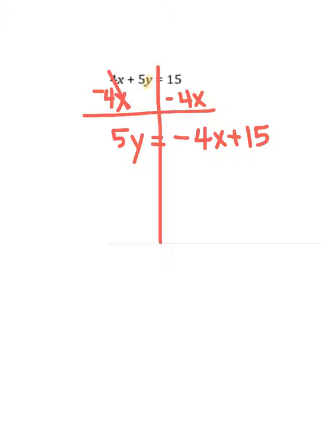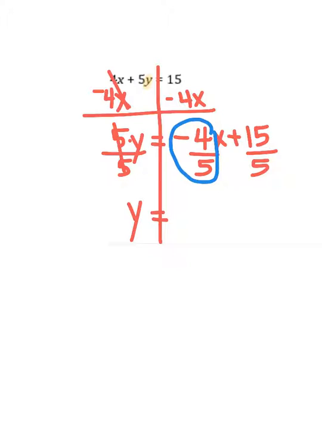Alright, this is 5 times y. The opposite of times is divide, so you have to divide everything by 5. Negative 4 over 5 does not reduce, it does not divide, so we're going to leave that as negative 4 over 5. Which is fine because that's our slope, so down 4, right 5, rise over run, it's perfectly fine that it's a fraction. 15 divided by 5 is 3.